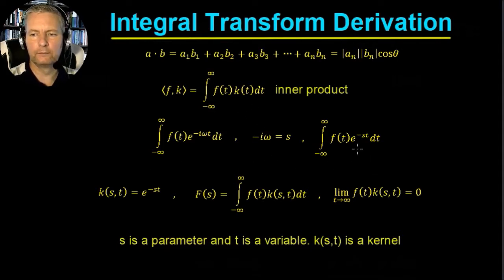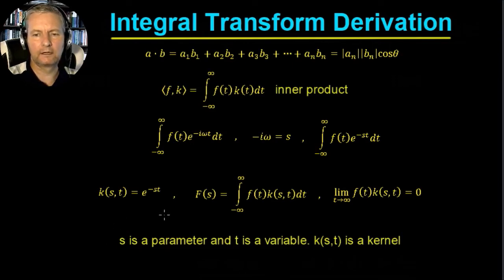If we were to note this little section here, the little function e to the minus st, the k of t would be the e to the minus st in this example. So we'd have a function k of s and t, which would be equal to e to the minus st. So in this instance here, the variable is going to be time, and the value of s is going to be a parameter. So really what we're saying is that we can pick a value for s, and then we can let t range between plus and minus infinity.